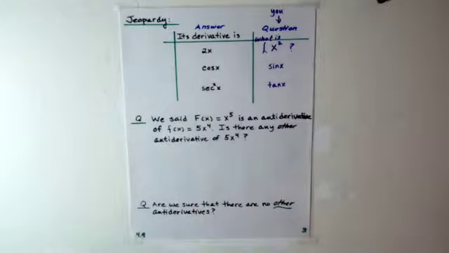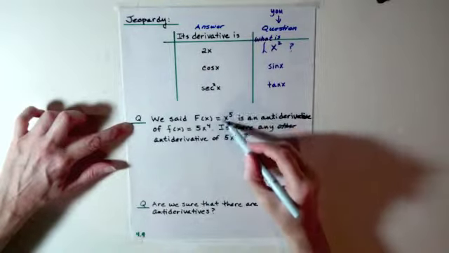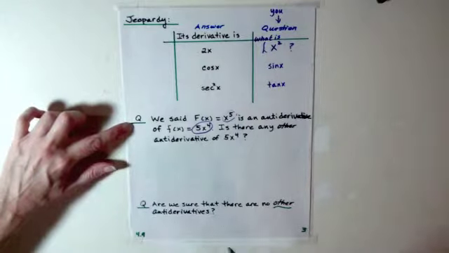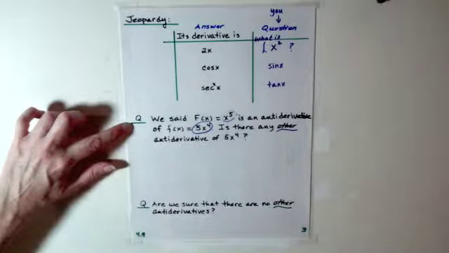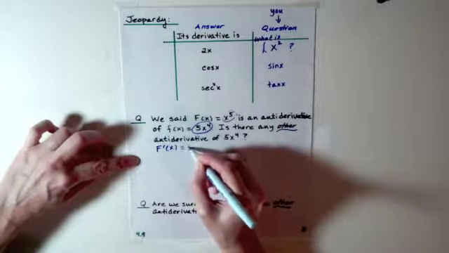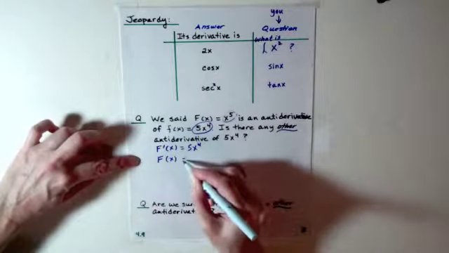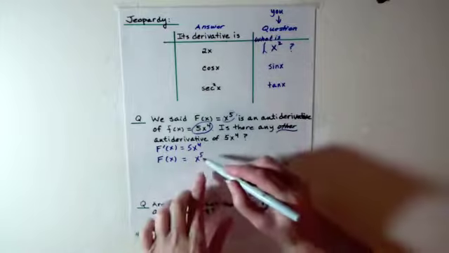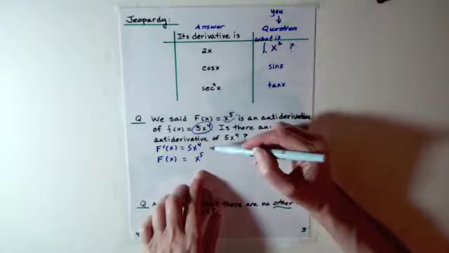Okay, well, let's think about this question. We said x to the 5th is an antiderivative of 5x to the 4th. But I want to ask the question, is there any other antiderivative of 5x to the 4th? We said essentially that if f prime of x is 5x to the 4th, then capital F of x must be x to the 5th. And I want to ask, is that really true, or could someone come up with a different function whose derivative would still be 5x to the 4th?